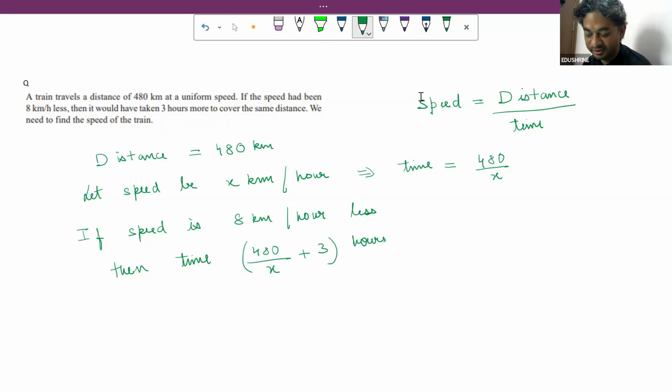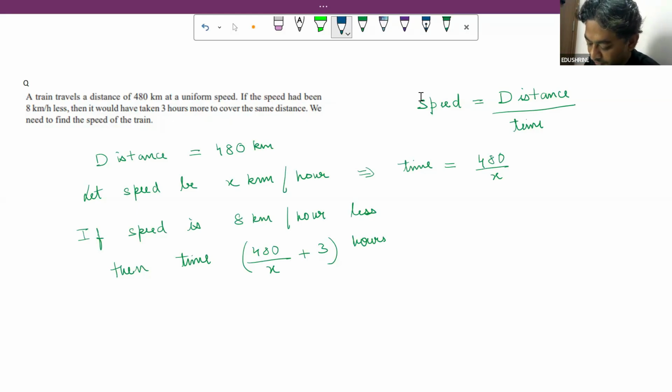This is what your understanding should be. If speed is x, then you are taking time 480 by x, and with reduced speed you are taking 3 hours more. Is this right? Now it is easy. The speed is 8 kilometer per hour less.